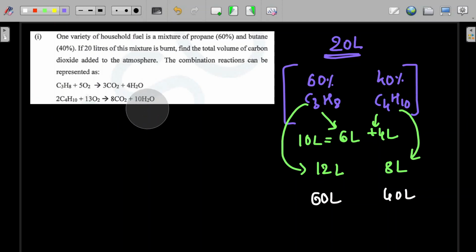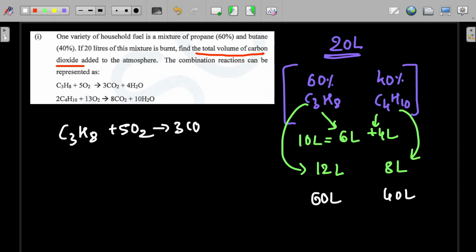Now you need to find what? You need to find the total volume of carbon dioxide. So don't worry about oxygen this time. They have specifically asked only about the carbon dioxide formed when both the reactions are happening. So first write the equations. C3H8 + 5O2 → 3CO2 + 4H2O.